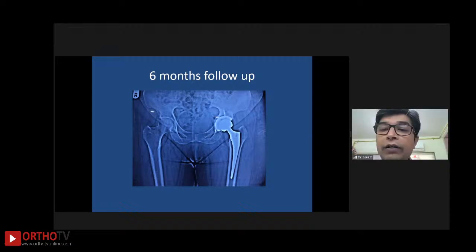Sir, I would like to share my experience. As you said, you should bring the cup as lateral as possible, but the juniors should keep in consideration that you should restore the hip center. If you lateralize the hip center too much, like I myself had a problem in one similar case, I put a lot of bone graft and did the reverse reaming and put the cup. But the cup was so considerably lateralized that it eventually became loose, even though it was fixed with 2 screws.